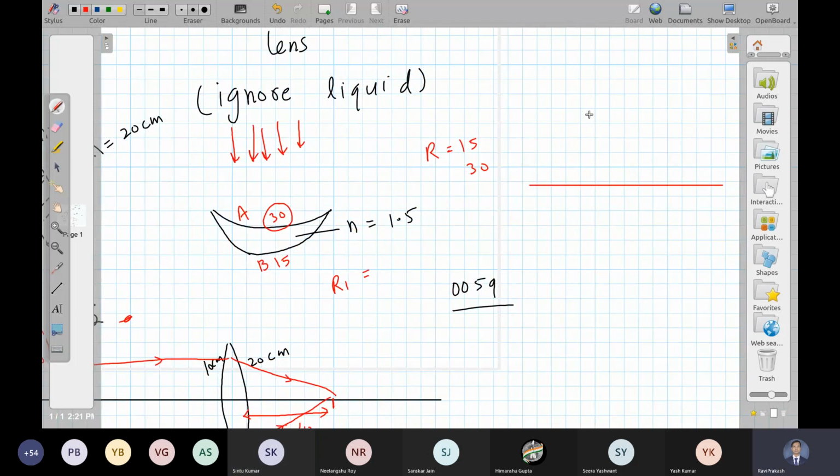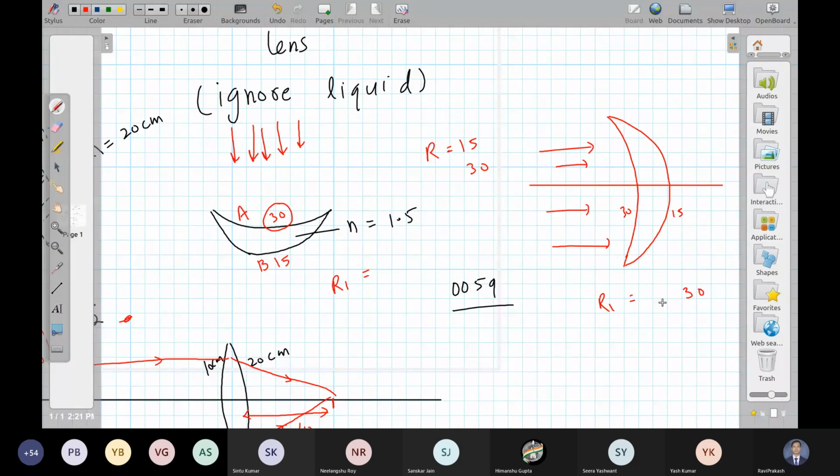ये आपका लेंस रखा है, this side is 30, this side is 15, and light is coming in this direction. Yes, sir. So what is R1? Plus 30 or minus 30? Plus 30. R2? Plus 15.